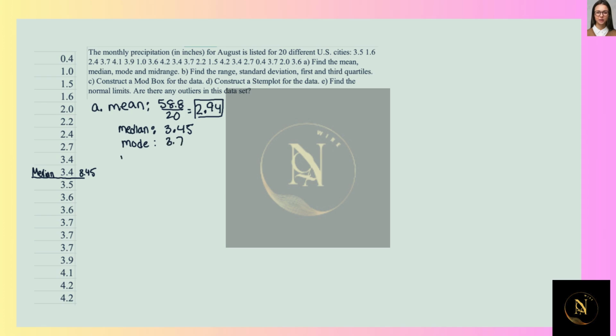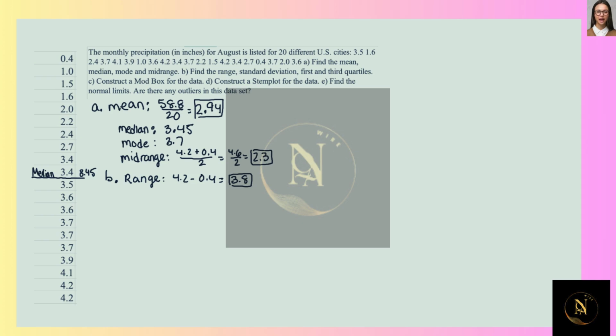And the mid-range: in the mid-range, you're going to add the largest number, which is 4.2, to the smallest number, which is 0.4, and then you're going to divide by 2. So I got 4.6 divided by 2, which equals 2.3, is the mid-range. Then B, it's asking for the range. To get the range, you're going to take the largest number, which is 4.2, and subtract the smallest number, which is 0.4, and you're going to get 3.8.